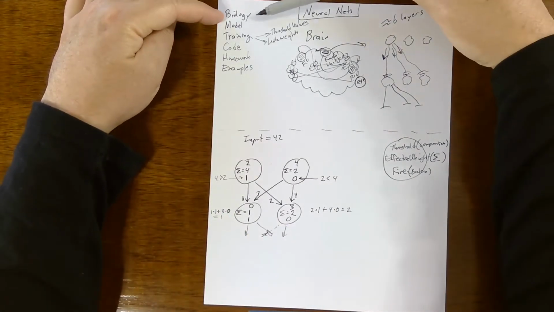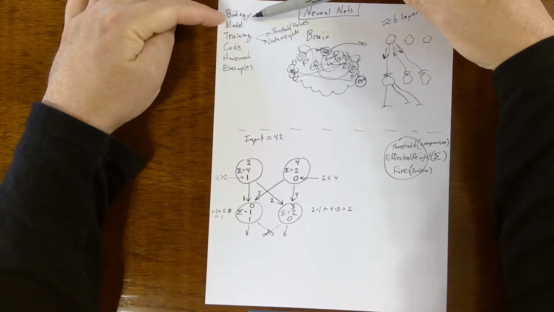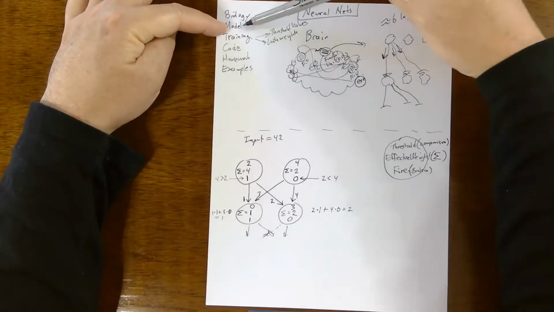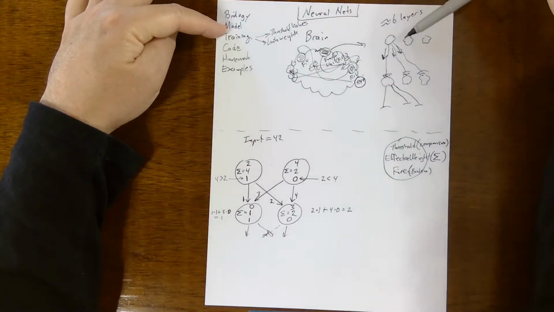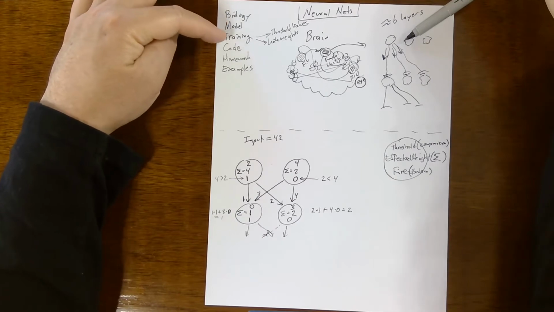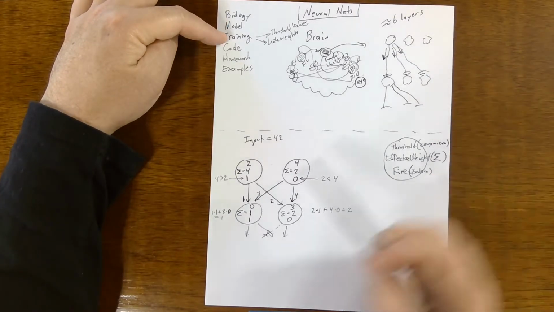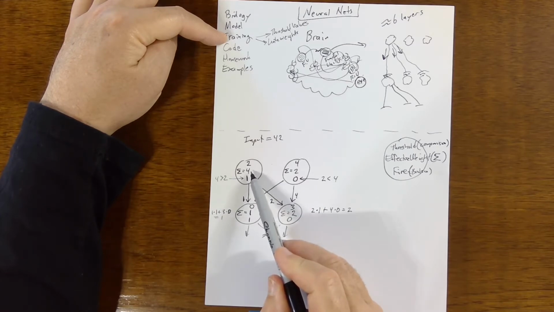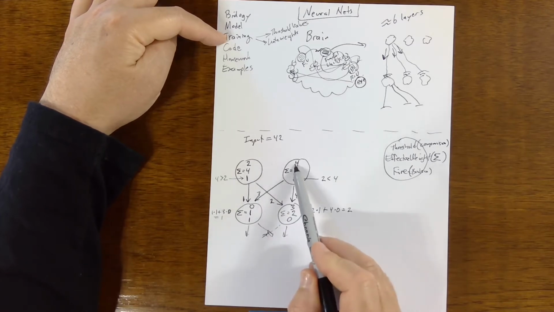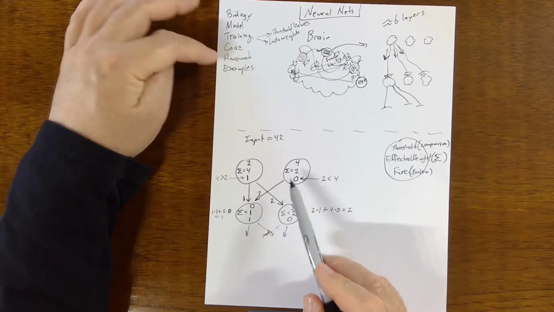So this is the basic biology, and from this basic biology of neurons, we ended up with this model, which sort of simulates what nature does. And the training comes down to setting the link weights and these threshold values.